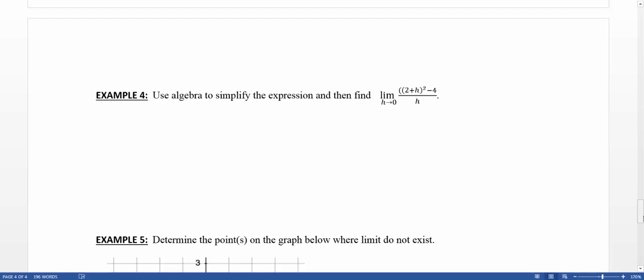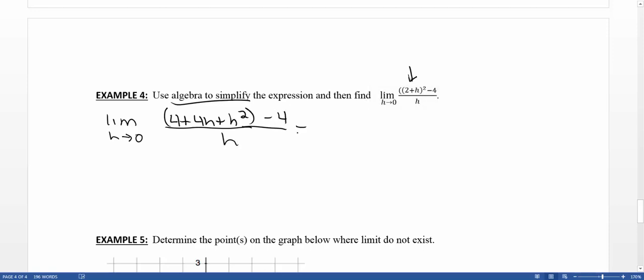But what we can do here is we want to first see if we can use algebra to simplify the expression. So the limit part stays the same. We're still taking the limit as h goes to 0, but now in the top, I'm going to square out the (2 + h)² term. When I square that out, I'm going to get 4 + 4h + h². And then I have a minus 4. And that's still all divided by h.